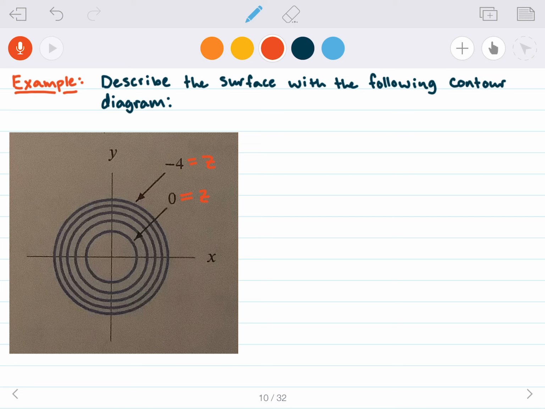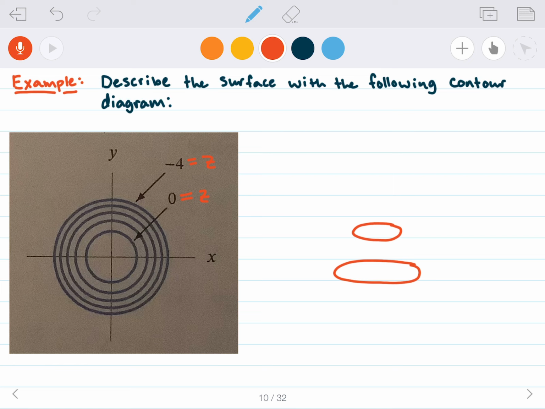And so the idea here is that the circles are moving closer and closer together as we move down in the Z direction. So what does that look like? And by the way, the radius of the circle is getting bigger as we move along the Z-axis downwards. At Z equals 0, we have a circle that looks like this. At Z equals -4, we have an even bigger circle. And then the circles keep getting bigger and bigger.